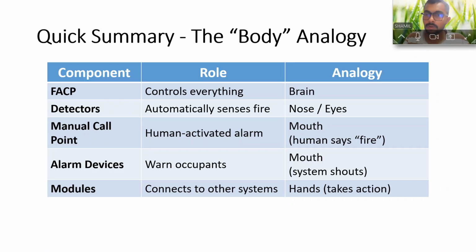Then we have the manual call point. The manual call point is like a mouth. It's as if a human is saying there's a fire, and then runs to the manual call point and activates it. Then we have the alarm devices, again similar to the mouth. They shout that there's a fire in the building. Then we have the modules. Modules are like the hands. In case any alarm happens, the hands will be taking action. So this is how you compare a human body with the fire alarm devices. That's an analogy to make your understanding simpler.